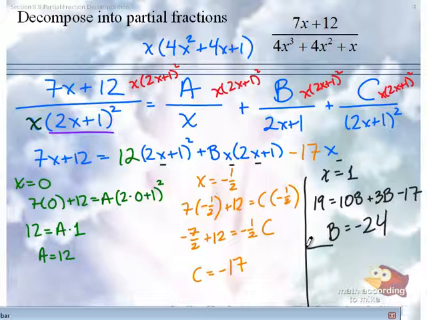Okay. So your final answer would be 12 over x plus negative 24 over 2x plus 1 plus negative 17 over 2x plus 1 quantity squared. So as I said before, if it's negative or if it's got fractions, keep it in the numerator.